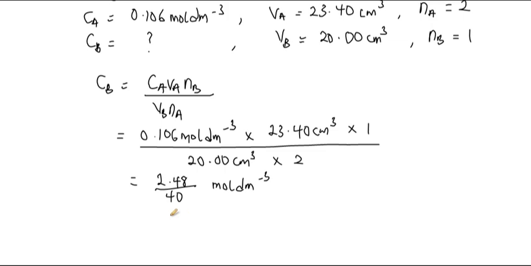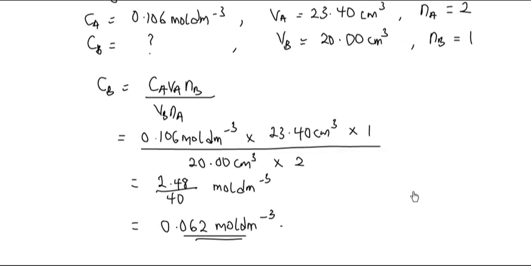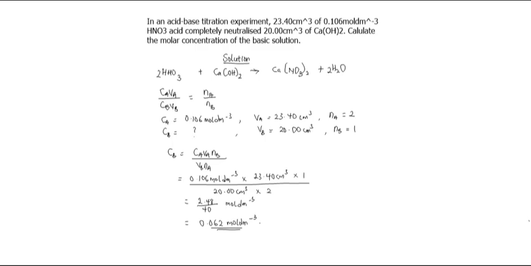Which is equivalent to 0.062, then the unit, mole per dm³. And this is our final answer. So Cb here is gotten to be 0.062 mole per dm³. Hence, we can say that the molar concentration of the basic solution in the acid-base titration experiment is 0.062 mole per dm³. And that answers the question.